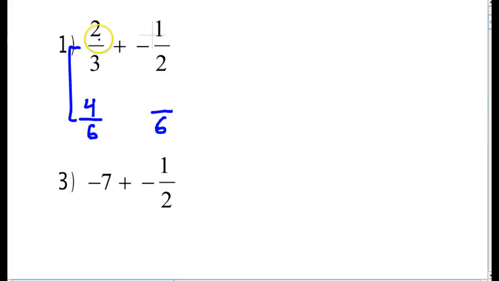4 over 6 reduces to 2 over 3. 1/2 is the same as 3 over 6. 3 is half of 6. 1 is half of 2. Of course, understand that adding a negative is the same as subtraction. Just get answer 1/6. So of course, the denominators are always the same.